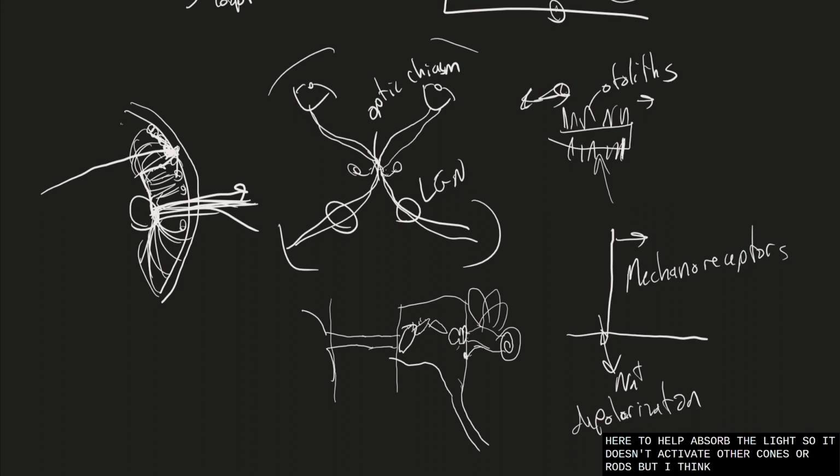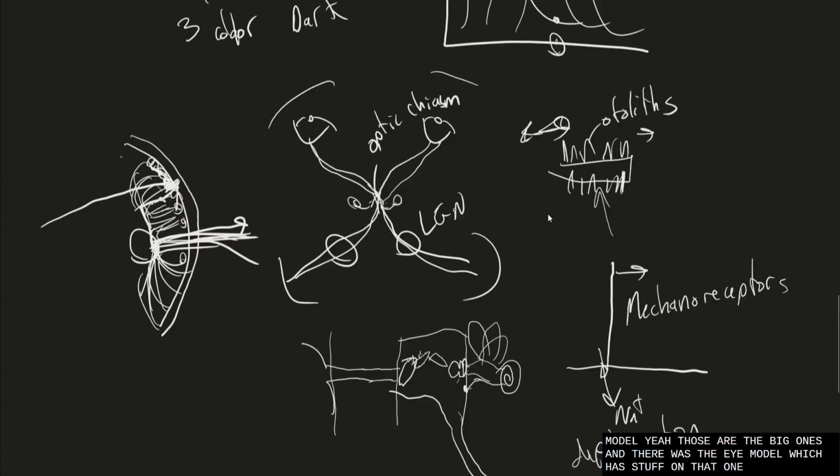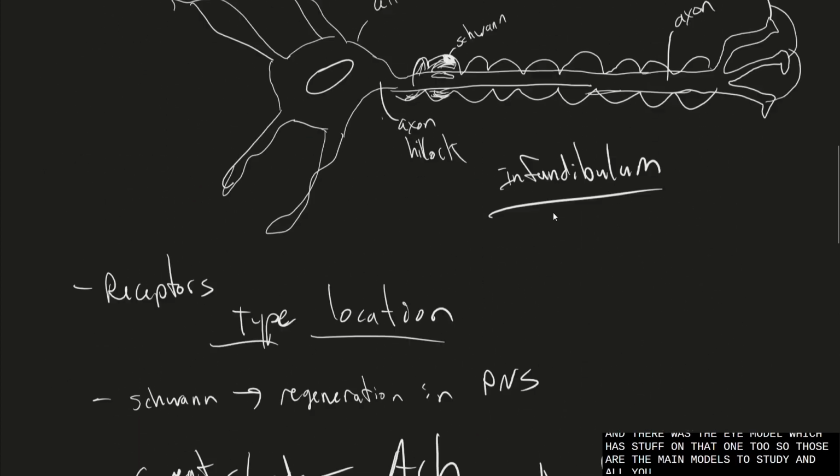But I think that's a good start. Understand the main models, like the neuron model, the spinal cord model, the brain model, the ear model. Yeah, those are the big ones. And there was the eye model, which, yeah, there might be stuff on that one too. So those are the main models to study, and all your virtual labs will help with that.